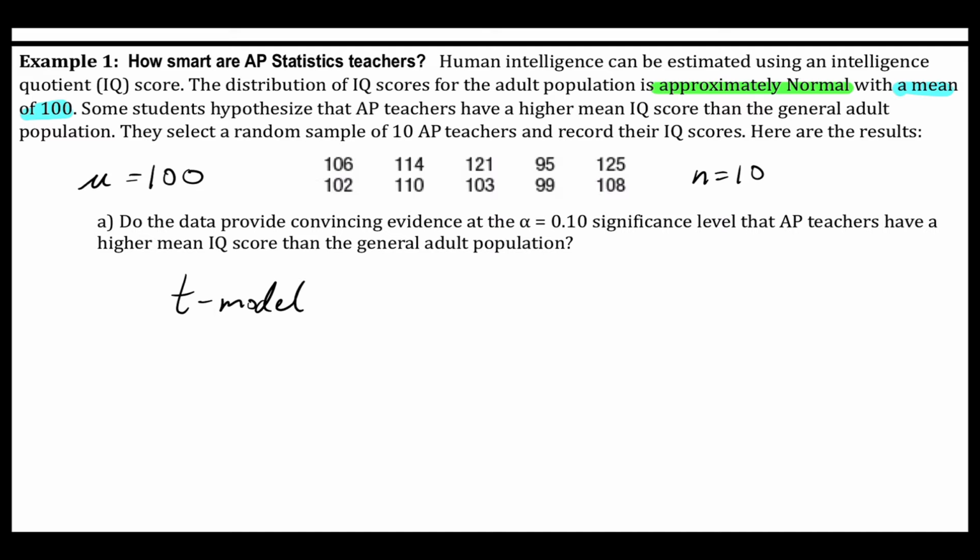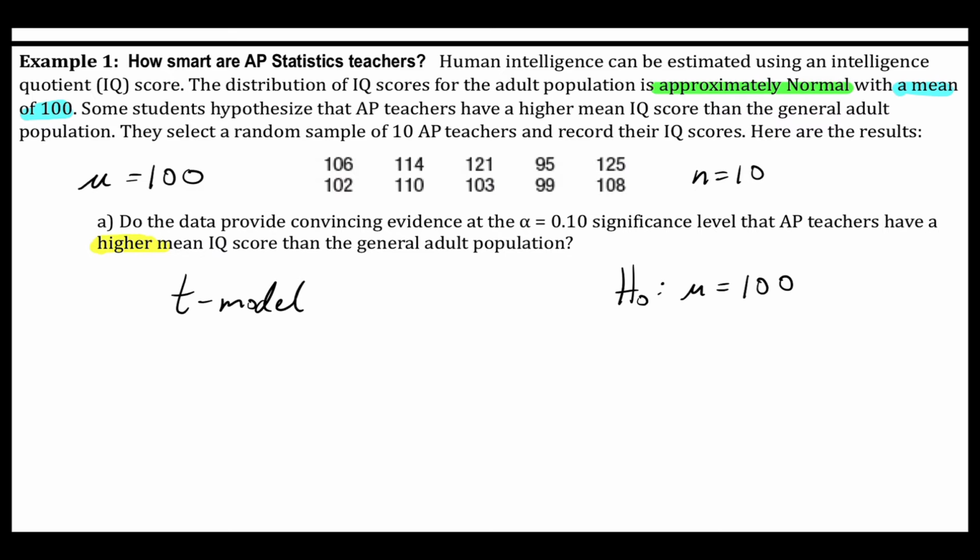Anything else they tell us? So what's the null hypothesis? Let's skip ahead a little bit. What's the null going to be? There you go. Alternative is going to be what? Greater than, less than, not equal to? Why greater than? Some students hypothesize that AP teachers have a higher mean IQ. There you go. So all we're checking is higher, because that's all we're testing.